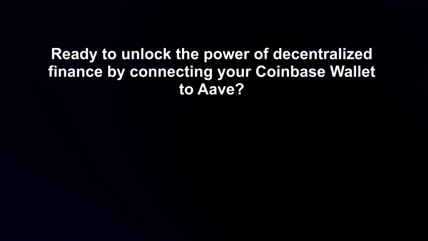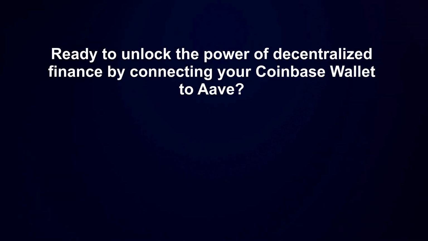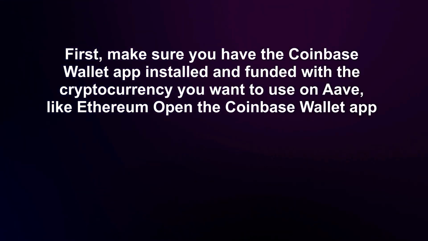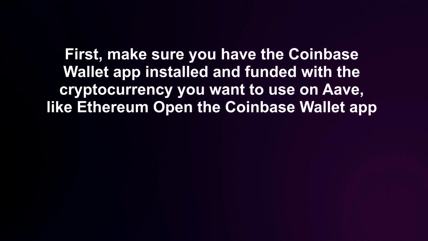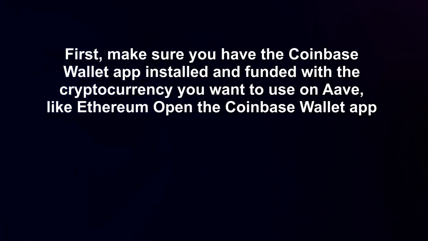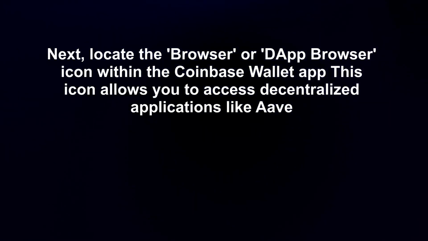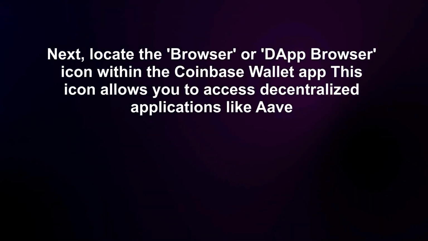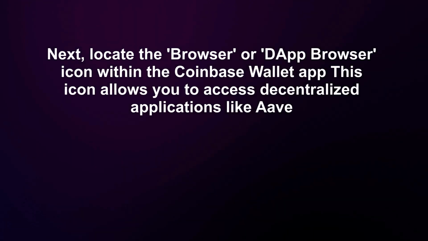Ready to unlock the power of decentralized finance by connecting your Coinbase wallet to Aave. First, make sure you have the Coinbase Wallet app installed and funded with the cryptocurrency you want to use on Aave, like Ethereum. Open the Coinbase Wallet app. Next, locate the browser or DApp browser icon within the Coinbase Wallet app. This icon allows you to access decentralized applications like Aave.